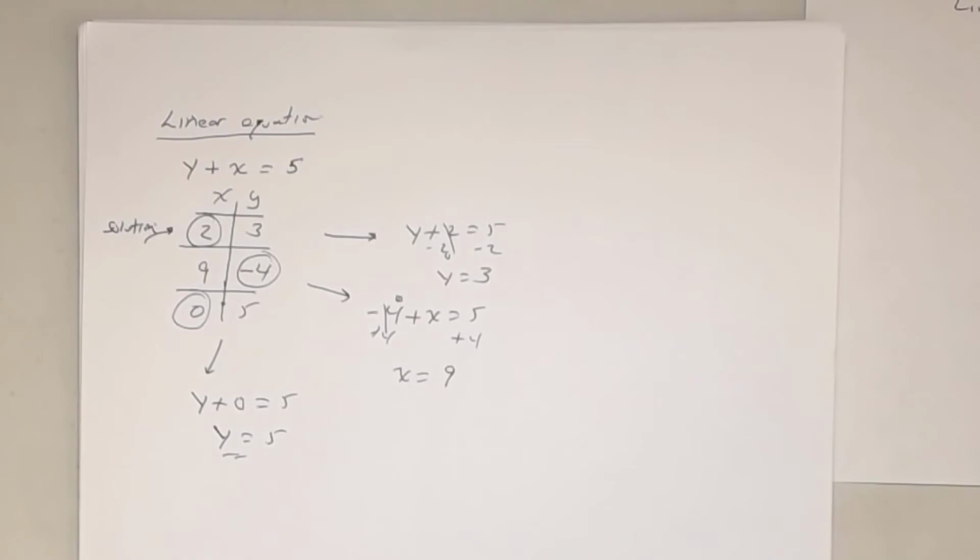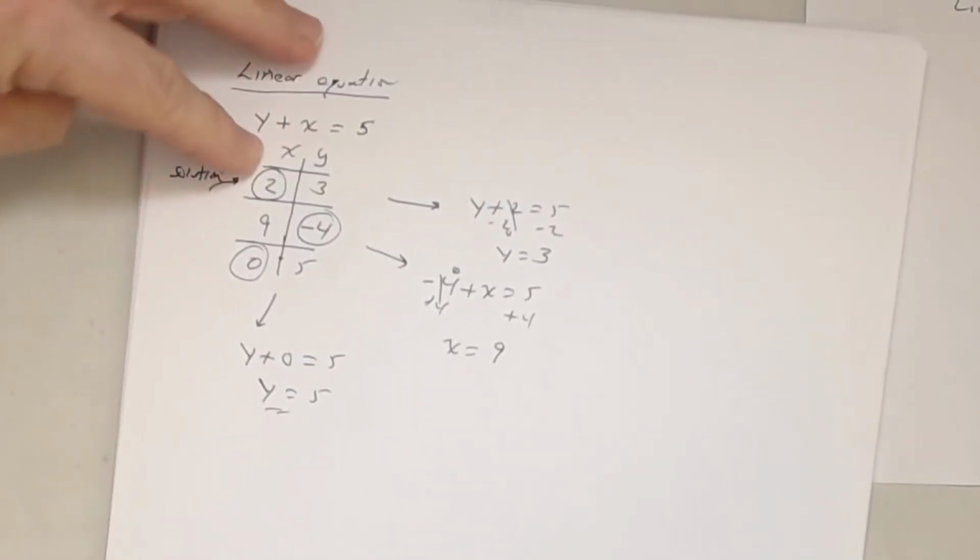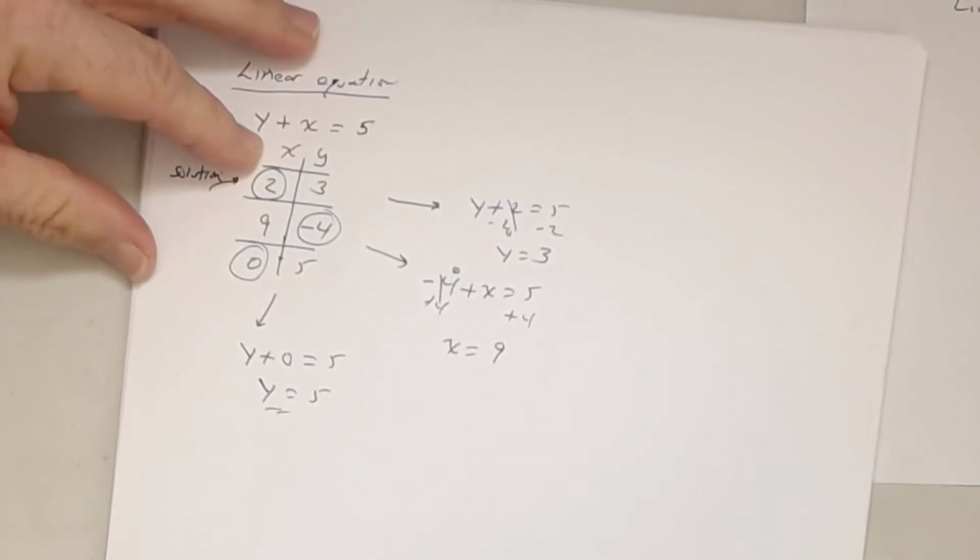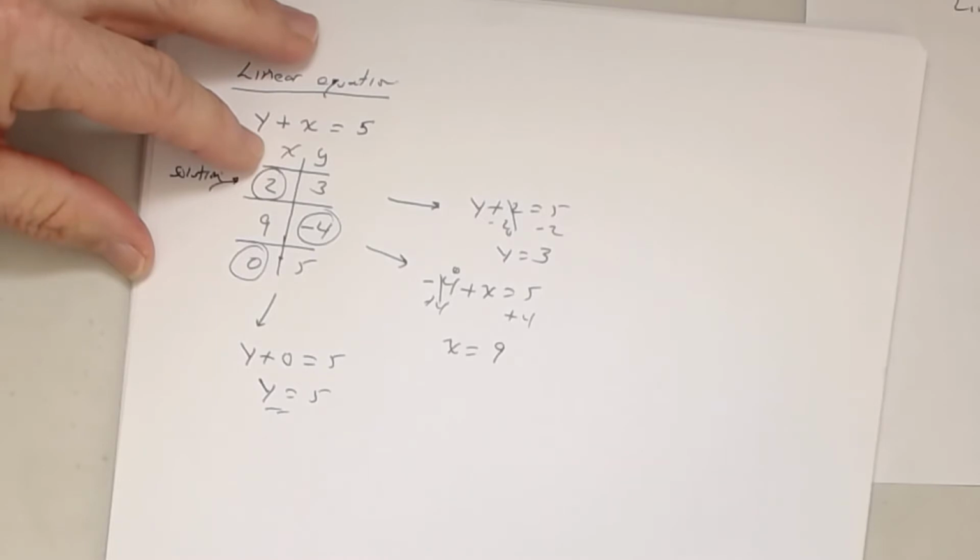All right. Now remember, those are solutions. So let's plot those 3 points. Where's the point (2, 3) located? In the first quadrant. Very good. I'm glad you said quadrant 1.